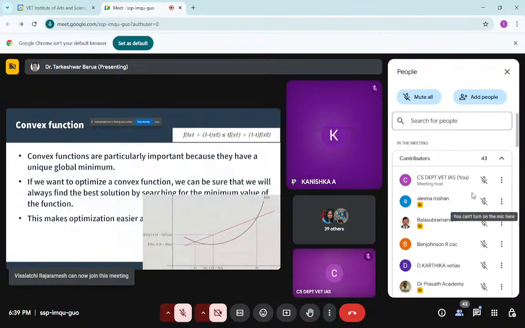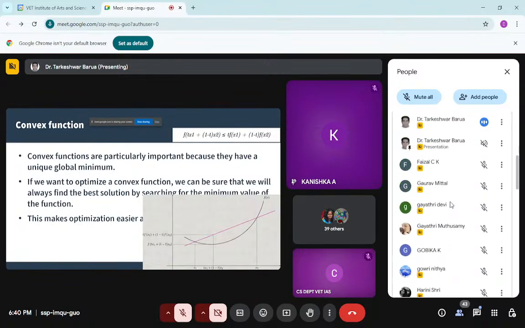Next one is convex functions. What is a convex function? You can see the graph itself represents convex, so that's why we call it a convex function. Convex functions are particularly important because they have a unique global minima. Unique global minima means at a certain point they touch the particular slope.